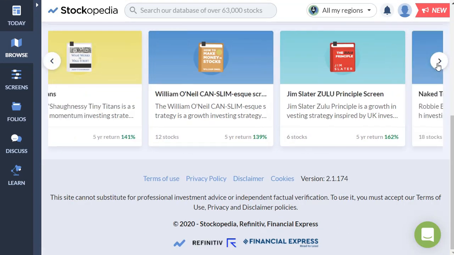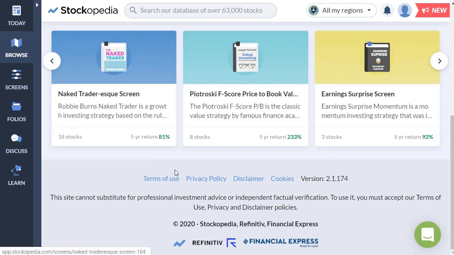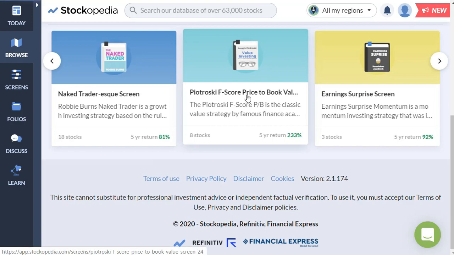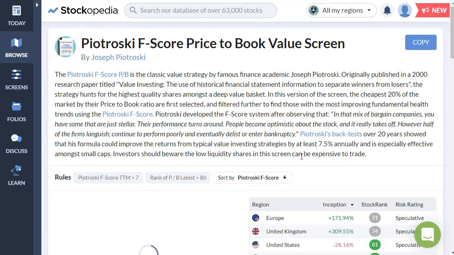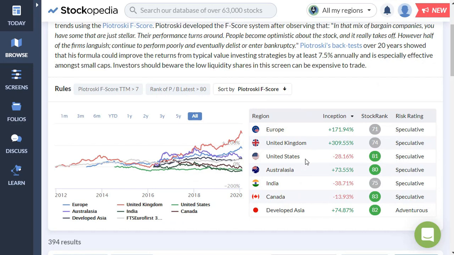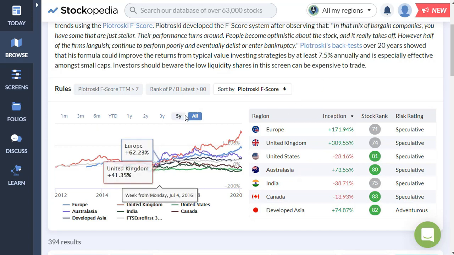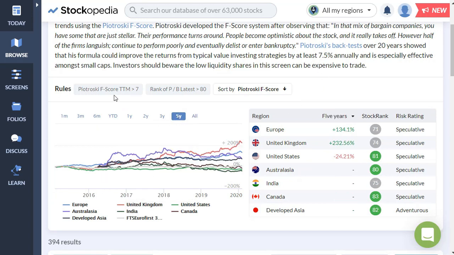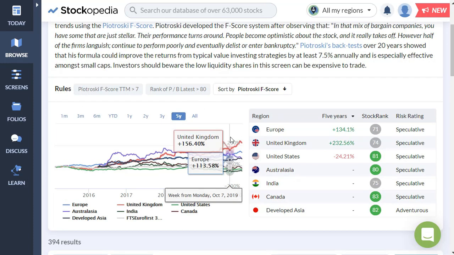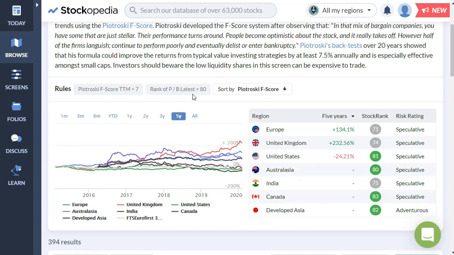Very good. So here there is a lot of different screens, the Naked Trader, the Piotroski F-score, which is one of my favorite quick scans, you could say, to see if a stock is good. I will make a video about it in a short while. But if you look here, we're looking at a Piotroski score above 7, meaning very good companies, and a price to book of at least above 80. So that is the ranking. They should be above 80 on the price to book value.